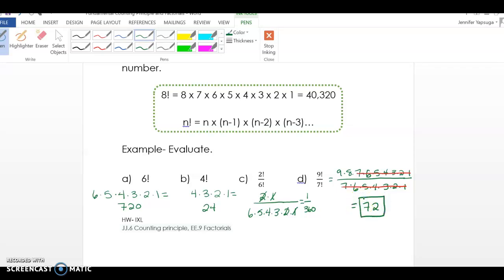All right, so that does it for our lesson today. I have sent you each an email with an explanation of how to find the exercises that you're going to practice on IXL and the different skills. So it's the counting principle and the factorials. So look for an email from me with your username and password, and again, those 2 different skills that you're going to be practicing for homework today.